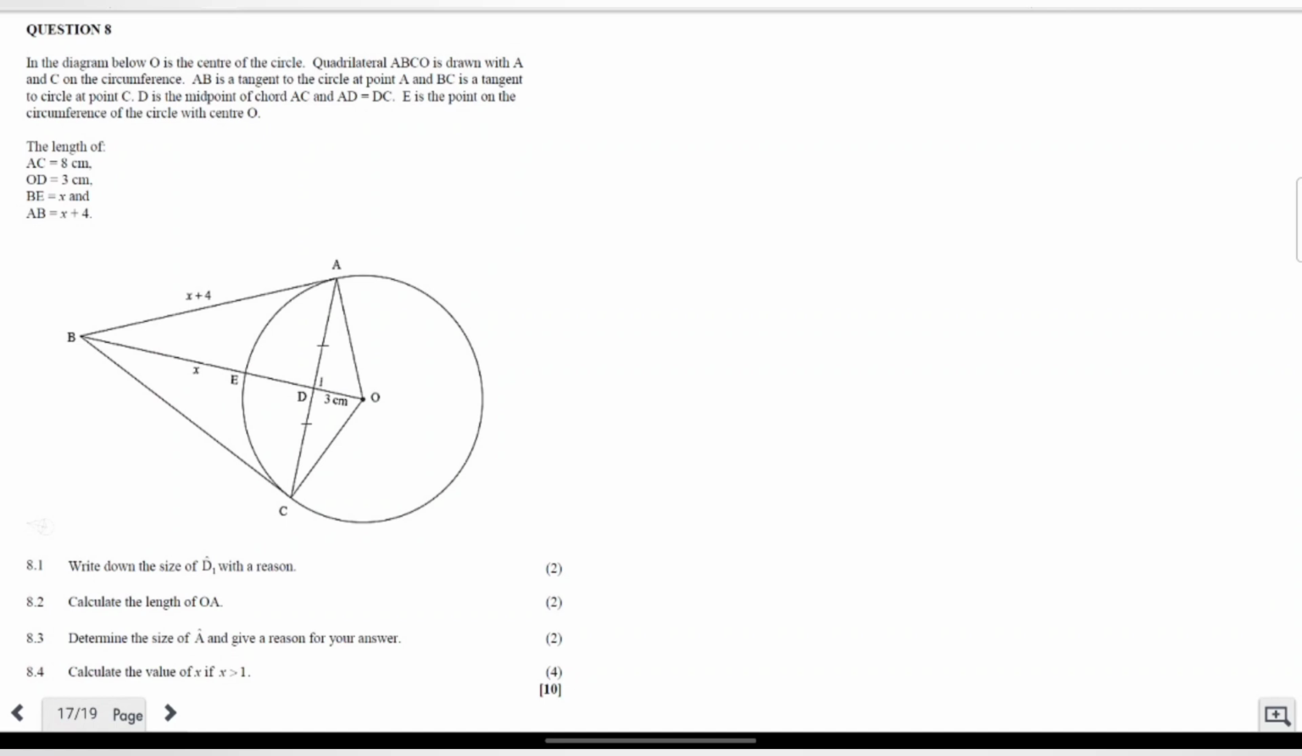They are, first one is angle at the center is equal to 2 times angle at the circle. The possibilities are a lot you can expect in the exam. Okay, angle at the center 2 times angle at the circle.